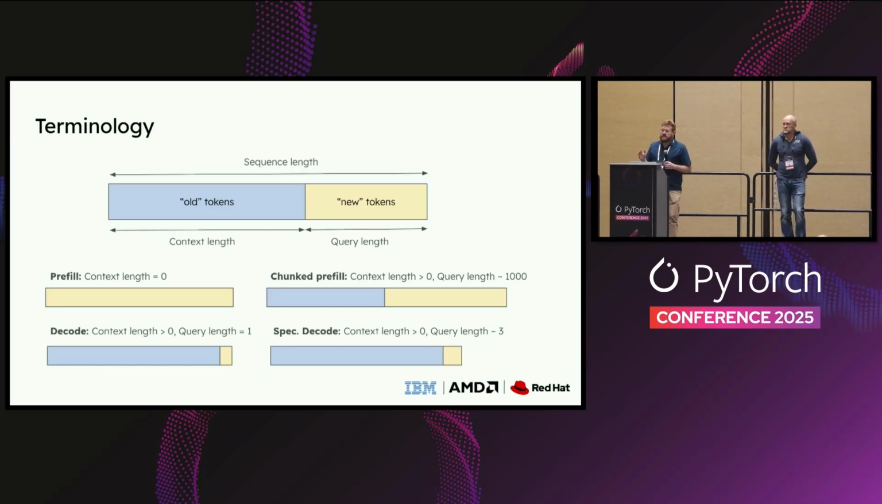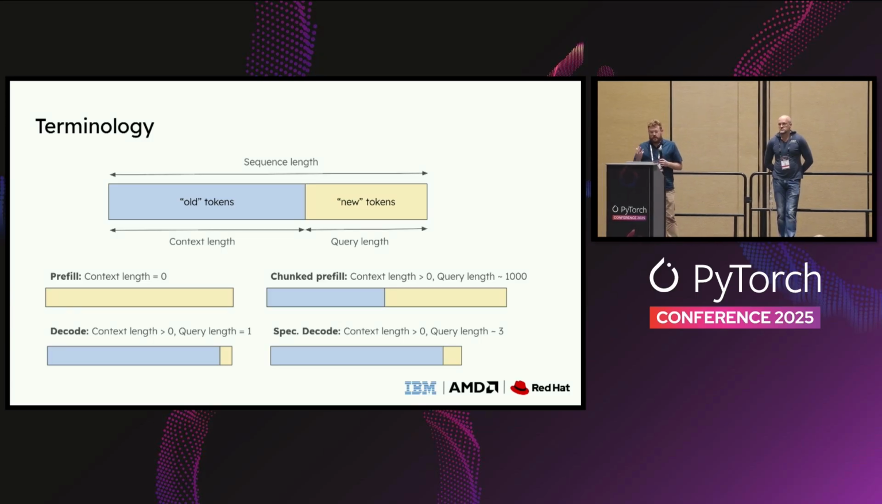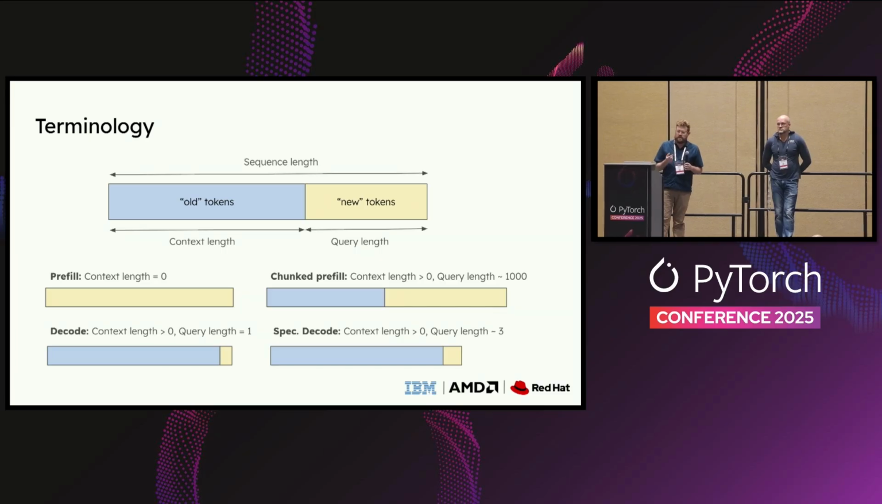So before we get into the guts of the kernels, I just want to introduce some basic terminology that I think is needed to understand them. So there's three important quantities to understand: the context length, the query length, and the sequence length. So the context length is like the number of old tokens. This is like the number of tokens in previous forward passes that you've already computed the KV tensors for and stored them in your paged KV cache.